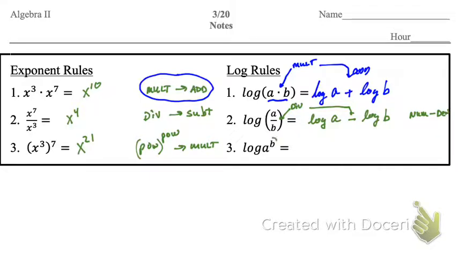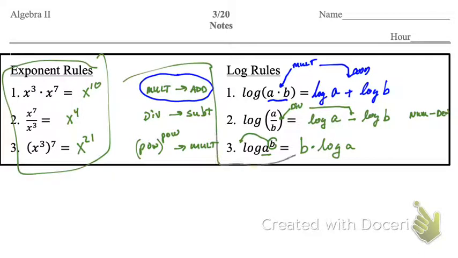If we have a power, an exponent on something in this logarithm, remember we multiply: we move it out front and we multiply. So we can relate these rules together. If we know these exponent rules, we can relate them to the log rules pretty easily.